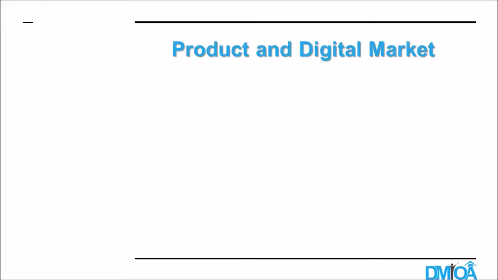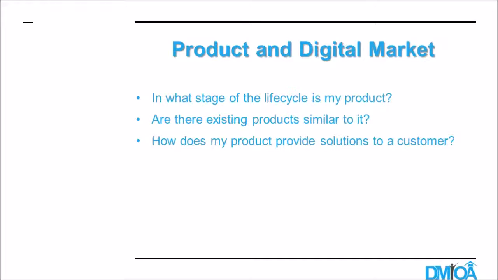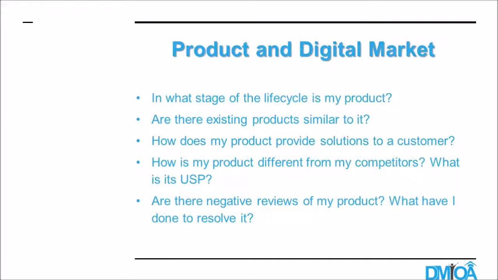So what is it about product in digital marketing? You have to ask yourself questions like, at what stage of the life cycle is my product? Are there existing products similar to it? Does my product provide solutions to the customer? How is my product different from my competitors? What is its USP? Are there negative reviews of my product? What have I done to resolve it? All of these are a part of the digital media environment and the product that you need to address when you are launching your product online.